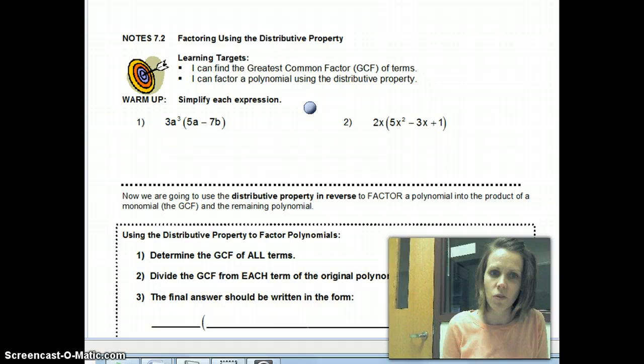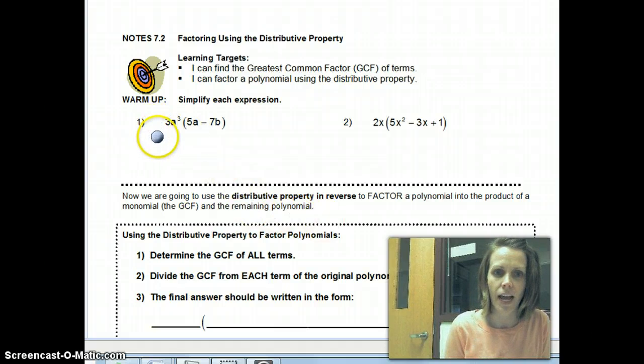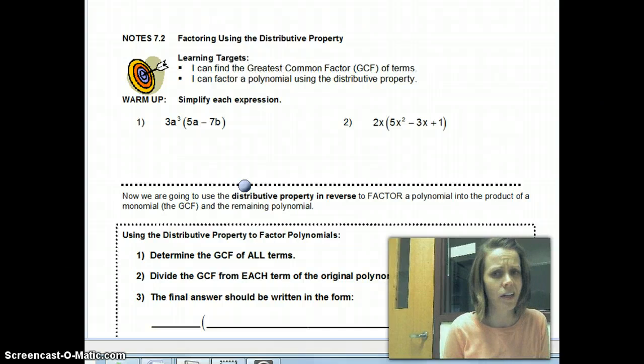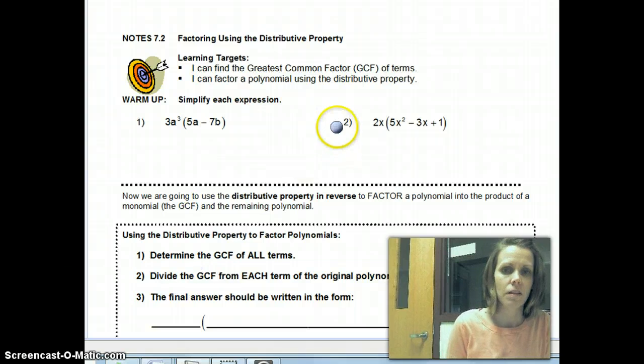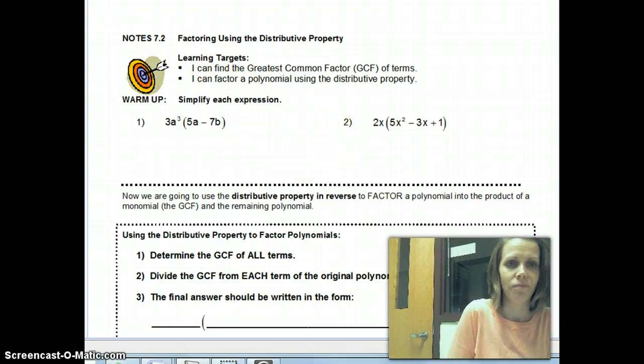So what you're going to do is I'm going to have you guys try these two examples completely on your own. You guys know how to distribute something. Distribute a monomial into a polynomial. That's what we did in our last chapter. So you guys are going to go ahead and try these, and then check your answers when you come back.